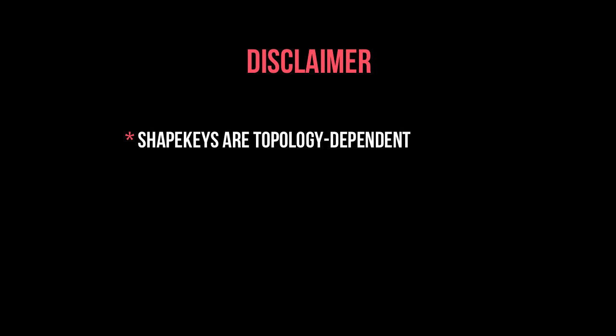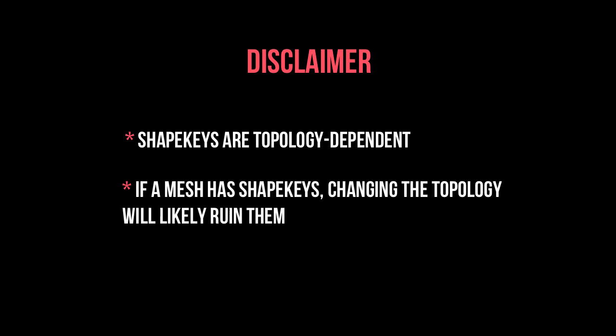But please note that shape keys are topology dependent. Even though Blender's system is surprisingly robust and can sometimes accept topological changes like adding an edge loop, I want to warn you of the danger of changing the vert count or topology if you have shape keys that you want to maintain, because there's a good chance those will be messed up. All right, with that said, let's jump into Blender and see some examples.